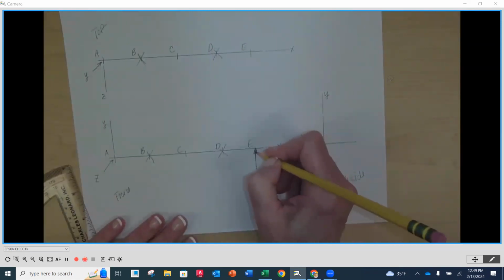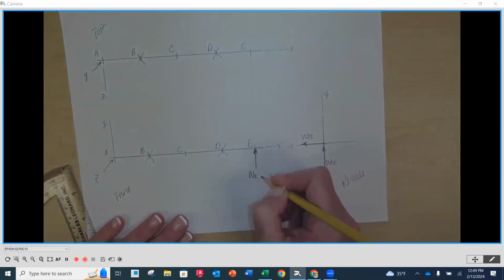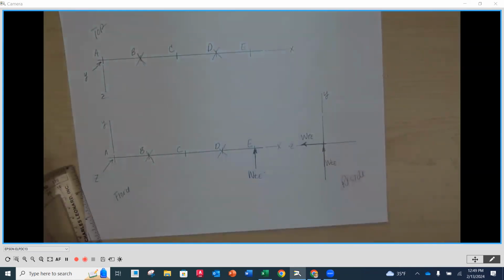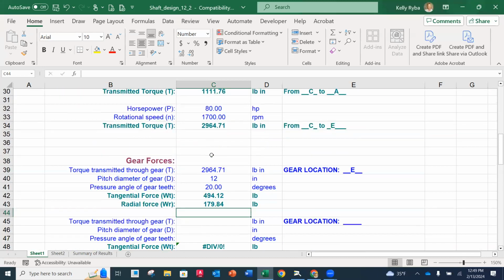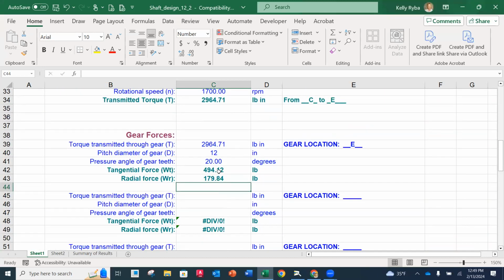And here is where I'm going to add WTE and its magnitude. Its magnitude comes from our spreadsheet, and it is going to be the tangential force, 494.12 pounds.